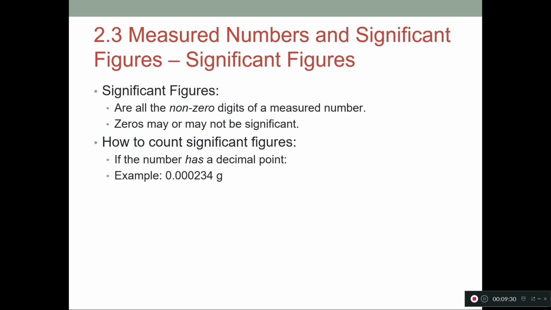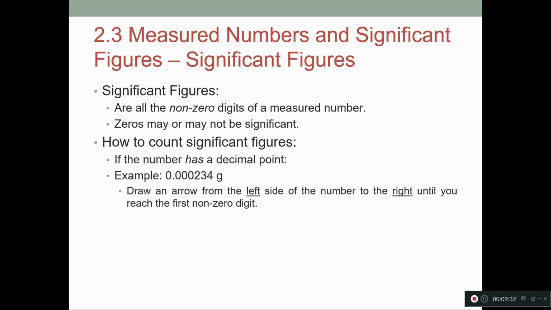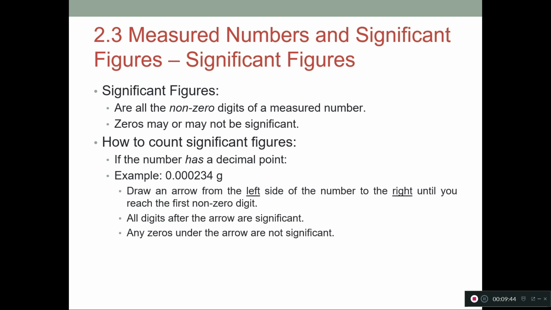And so if we have a number like 0.000234 grams, and we want to determine if it's significant, what we can do is draw an arrow from the left side, so those leading zeros, to the right until we reach the first non-zero digit. Then all the digits after the arrow are significant. Any zeros under the arrow are not significant, but we do not want to eliminate the non-significant zeros. So when we talk about significance in this case, we're using a very particular definition of it. So the zeros there are important, but they're not significant in this particular definition.